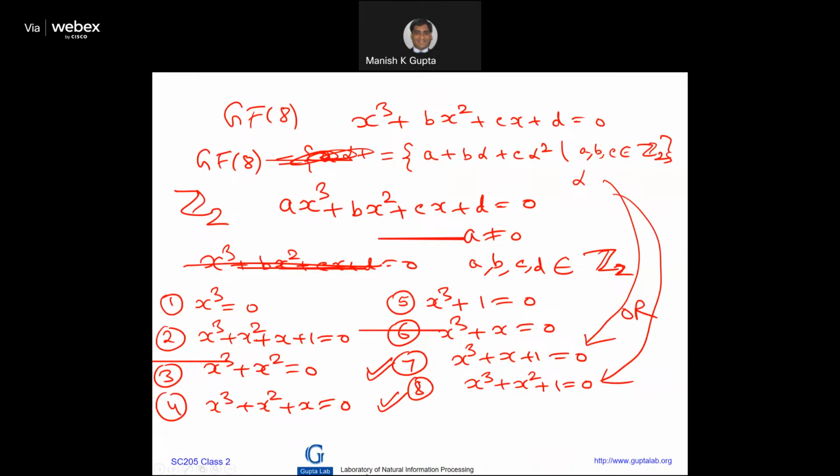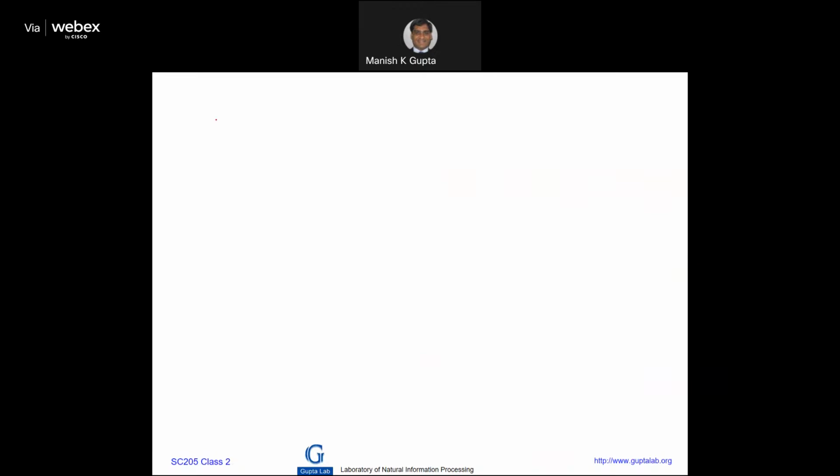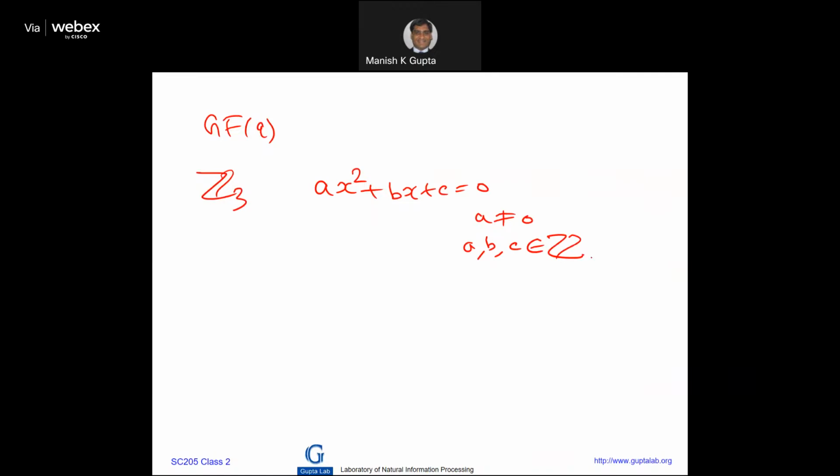So for a field with 9 elements, I need to look at integers modulo 3. The equation is ax square plus bx plus c equal to 0, where a is not equal to 0, and a, b, c belong to Z3, right?